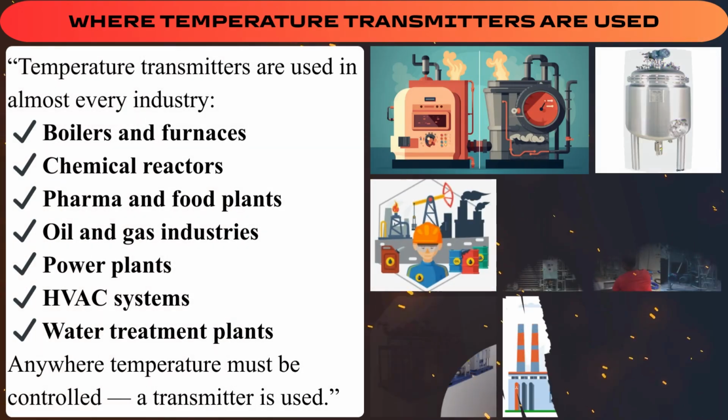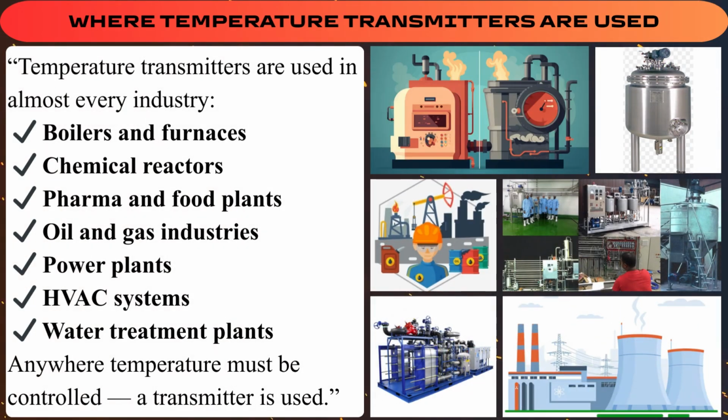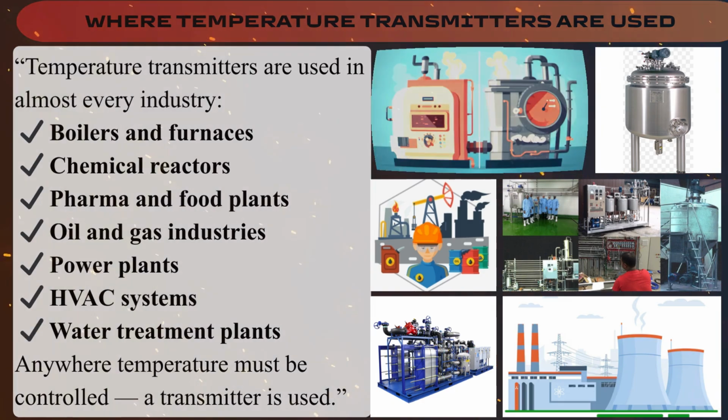Where temperature transmitters are used. Temperature transmitters are used in almost every industry: boilers and furnaces, chemical reactors, pharma and food plants, oil and gas industries, power plants, HVAC systems, water treatment plants. Anywhere temperature must be controlled, a transmitter is used.